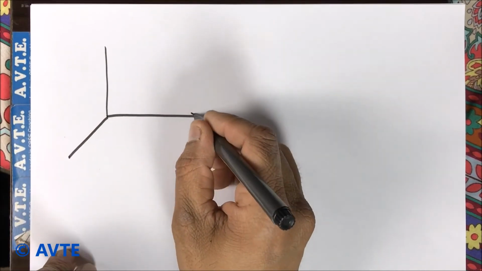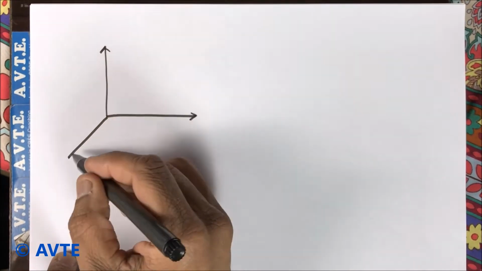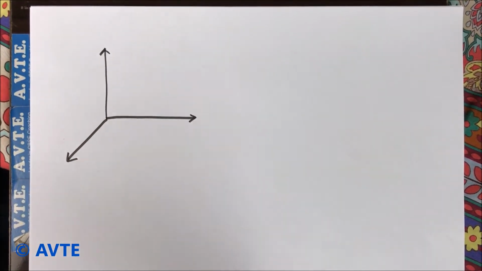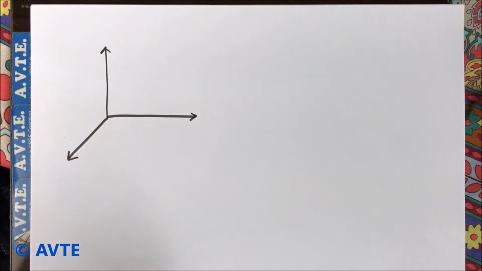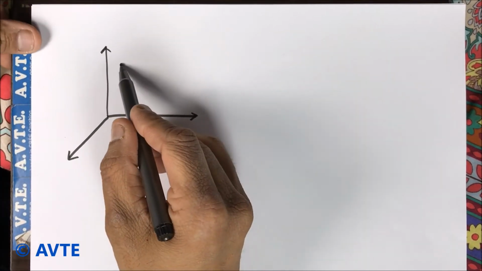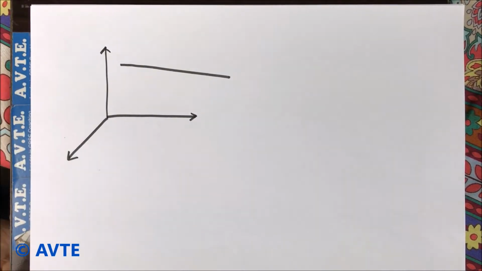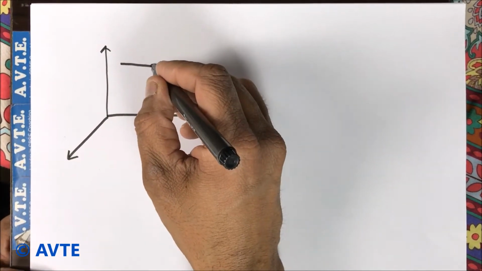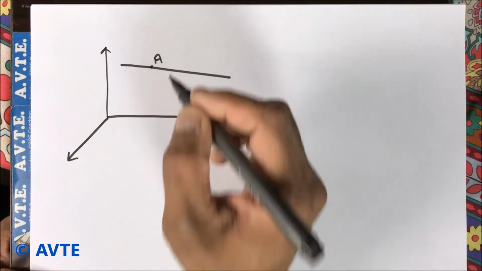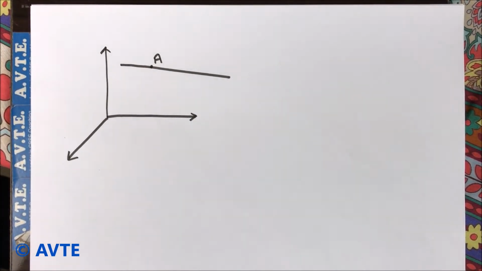So the three axes are mutually perpendicular. You can take any to be x, the other one will be y, and the third one will be z. So this is a system, this is a frame. And this is a line. A line is a set of collinear points. I take one point on it, point A. This is the point through which the line is passing.